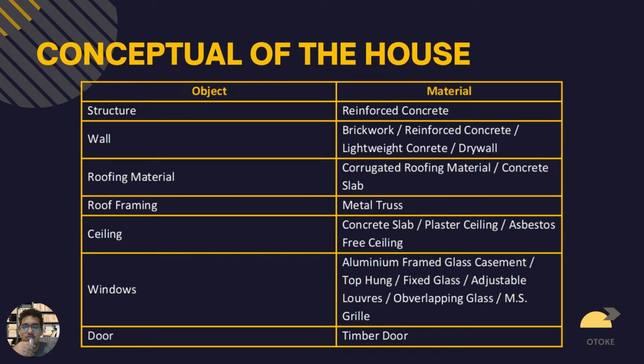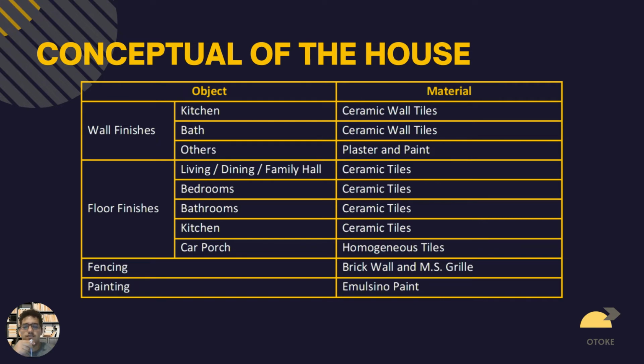The windows are made up of aluminum framed glass casement, top hung fixed glass, adjustable louvers, and overlapping glass and grille. The door is made up of timber. The wall finishes for the kitchen and the bathroom are ceramic wall tiles, and for the other parts of the house it's plaster and paint.